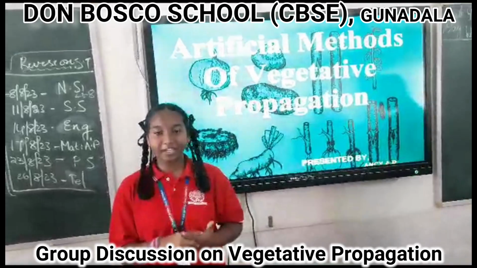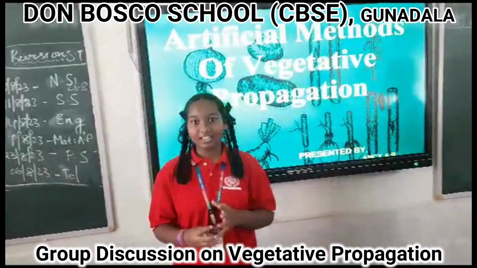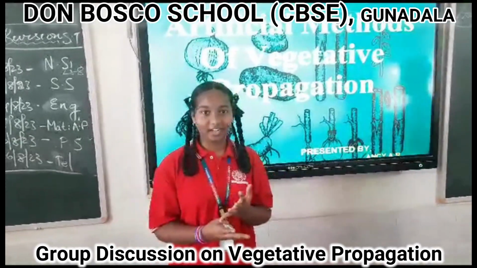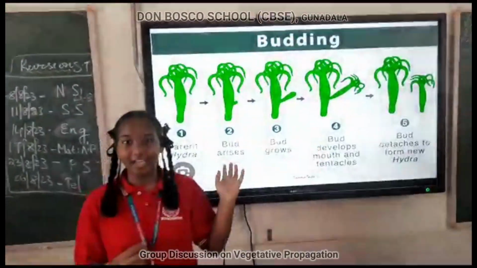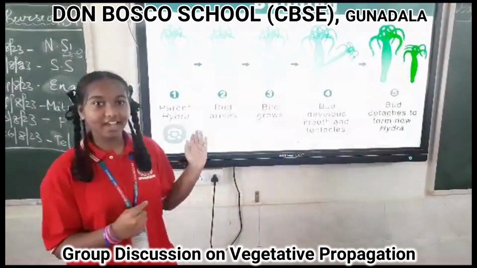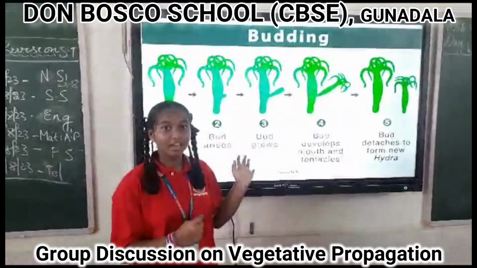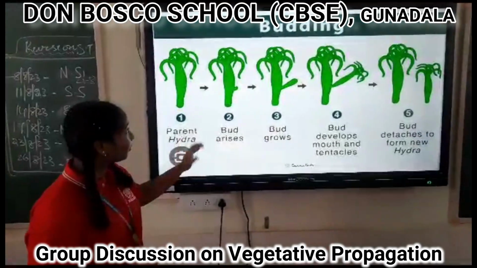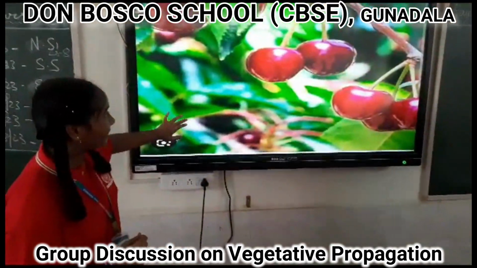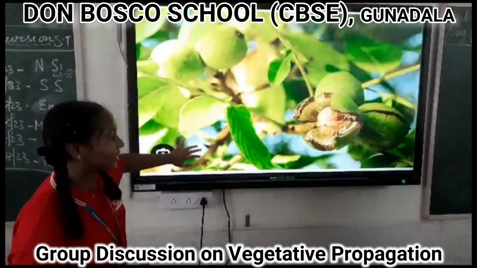Artificial methods of vegetative propagation. In vegetative propagation, there are four artificial methods. They are budding, cutting, layering and grafting. Budding is a method in which an exact replica of the mother cell, the daughter cell, is produced. Examples of budding are the cherry plant and nut trees.